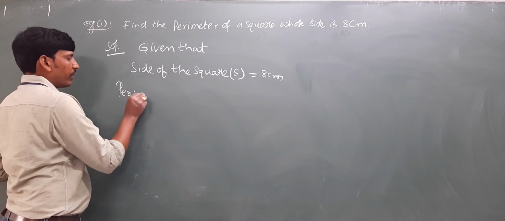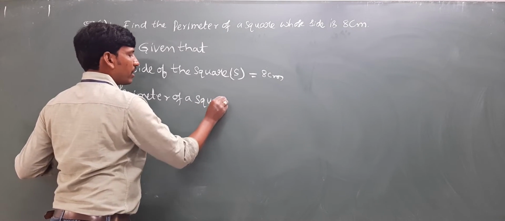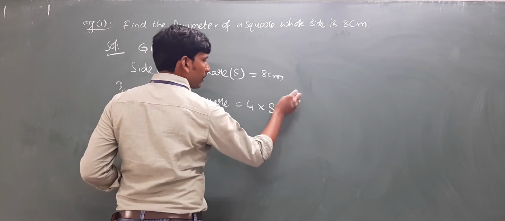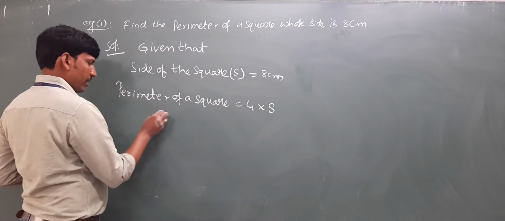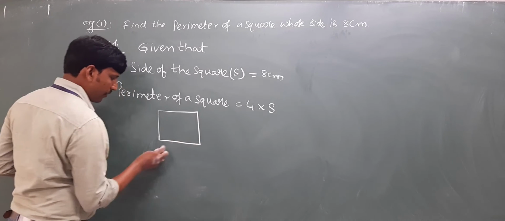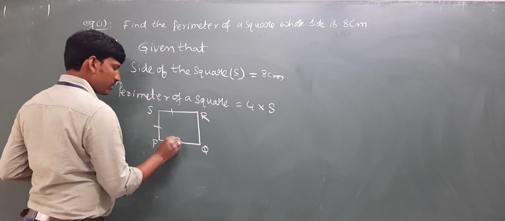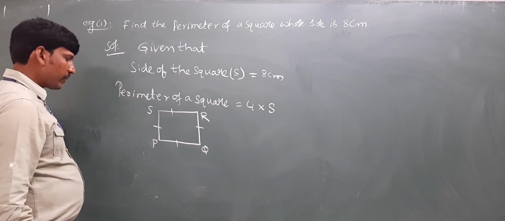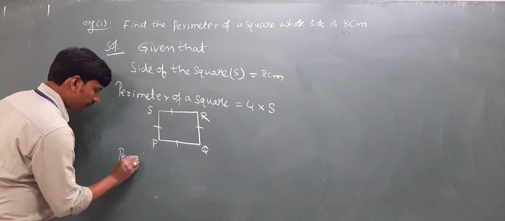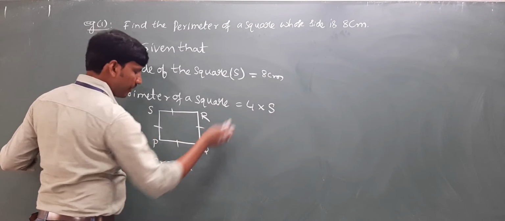Now, what is the perimeter? Perimeter of a square is equal to 4 into its side. I am drawing the square here, with vertices P, Q, R, S. In a square all sides are equal. Each side is equal to 8 centimeters. So now perimeter is equal to 4 into the side, which they gave as 8 centimeters.